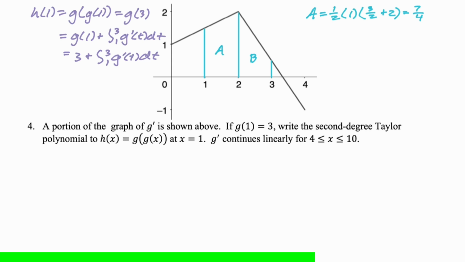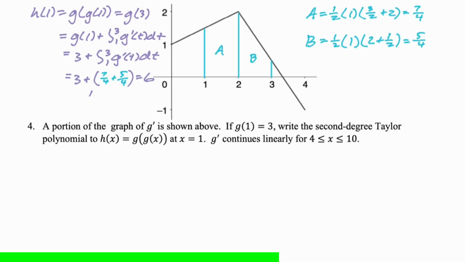For B, it's basically the same idea. It's a trapezoid, so it's 1/2. The height is 1. The first base is 2. The second base is just 1/2. Overall, we're getting 5/4. So a lot of geometry here. So we're doing 3, and then plus the quantity 7/4 plus 5/4, which is 12/4, which is 3. So 3 plus 3, 6. We now know h of 1. We need to find h prime and h double prime.